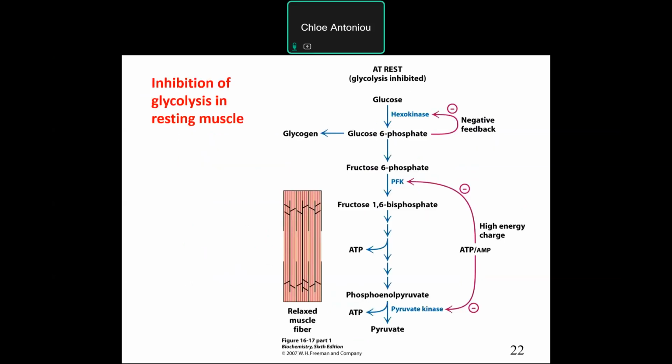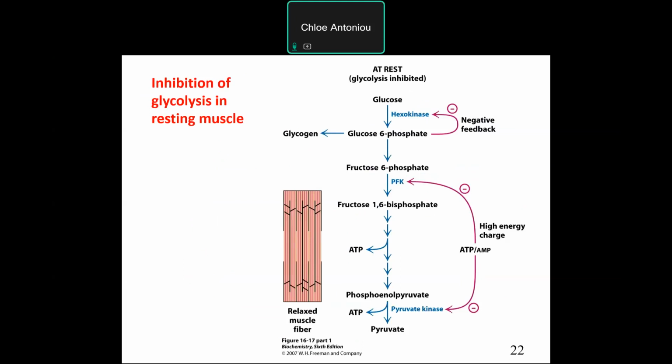So here's what happens in resting muscles. In resting muscles, there's very, very little demand for ATP. So glycolysis is kept at a very low level. I just want to clarify that when we say a pathway is inhibited, it doesn't mean it doesn't work at all. It just means the pathway happens at a very low rate. Okay, so this is what happens in resting muscles.